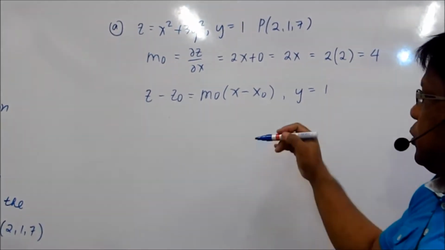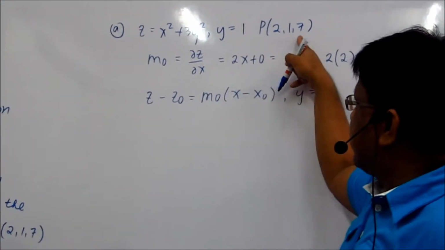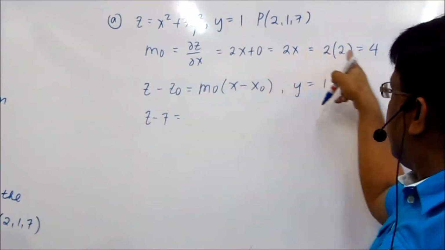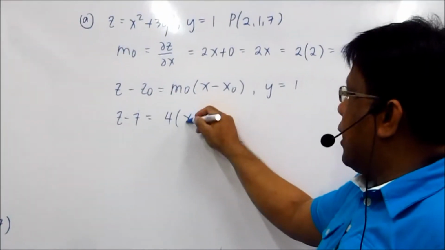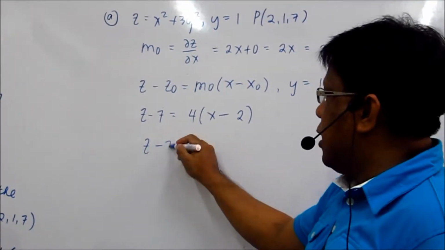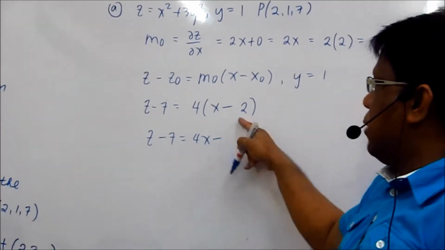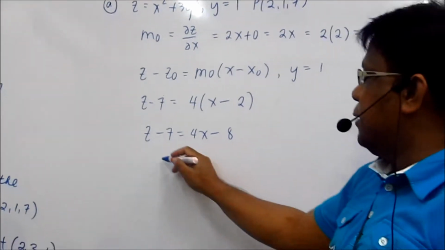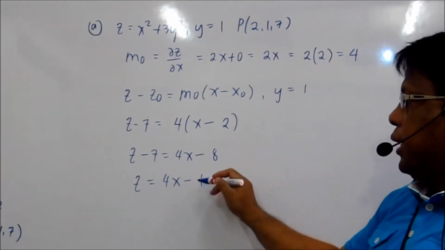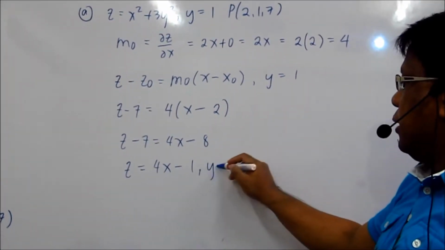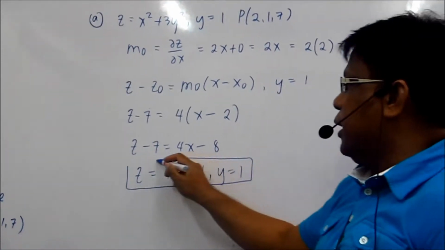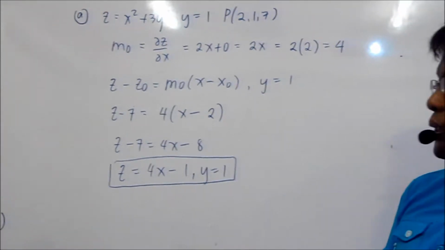We will now substitute the point z sub 0, which is 7, then m sub 0 is 4, multiplied by x minus x sub 0, which is 2. Defining now, z minus 7 equals 4x minus 8. Or simplifying, we have z equals 4x minus 1. So at y equals 1, this is the equation of the tangent line to the given surface.